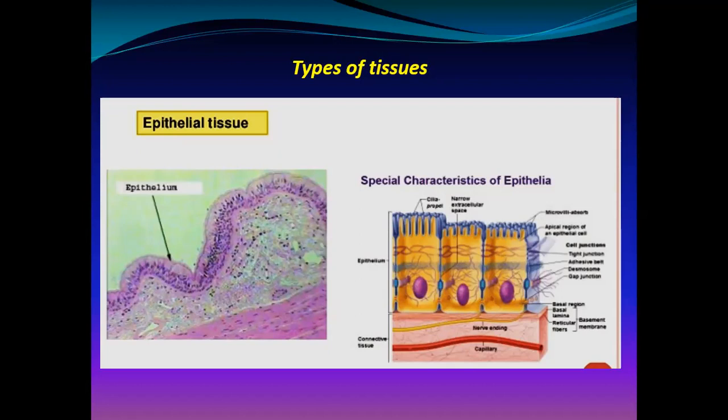And then you can see in between the cells there are several cellular junctions. We will be talking about this later on. These cellular junctions can be a tight junction, an adhesive belt, a desmosome, or a gap junction, right? The transcellular transport is controlled by these cellular junctions. We will be dealing with this in detail later on.